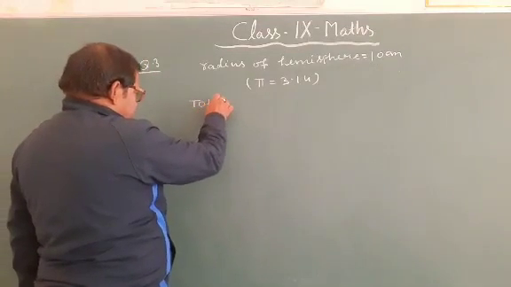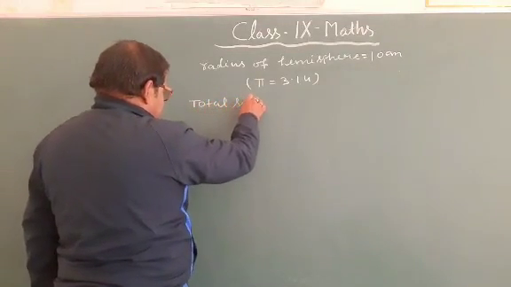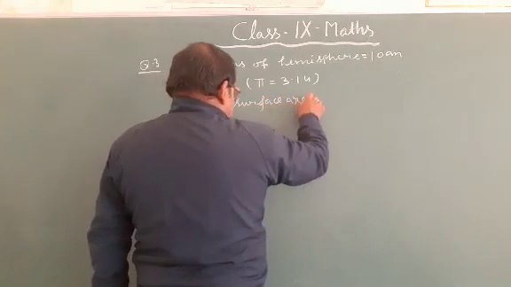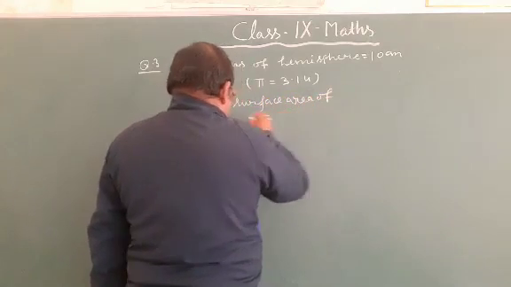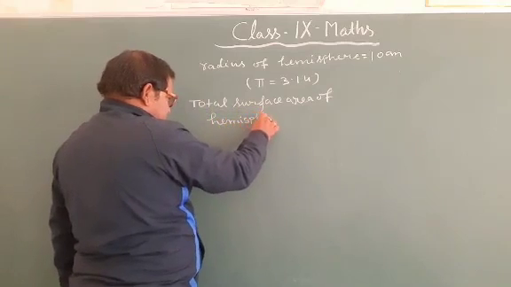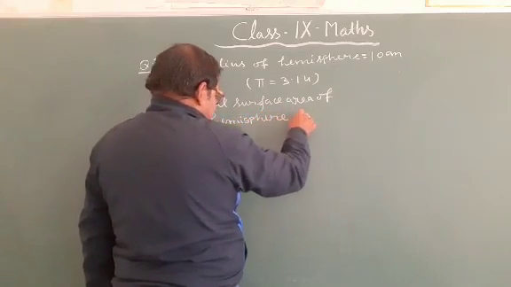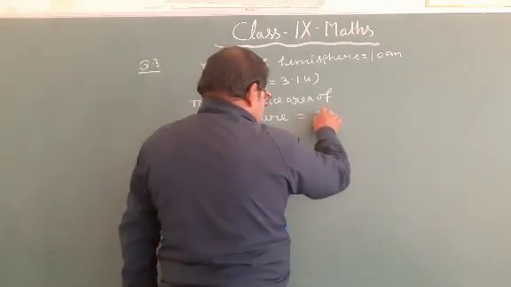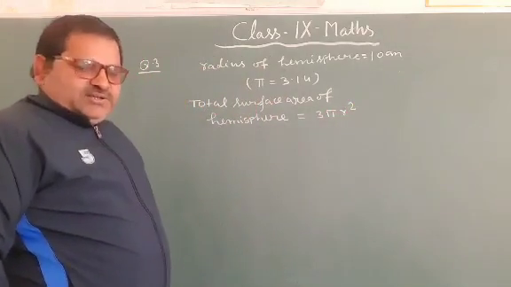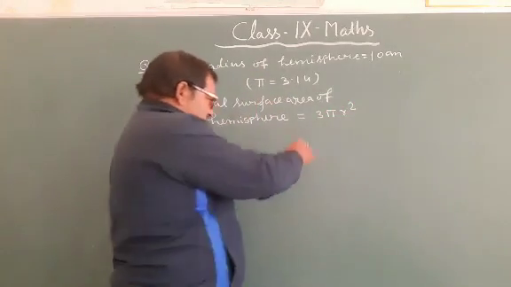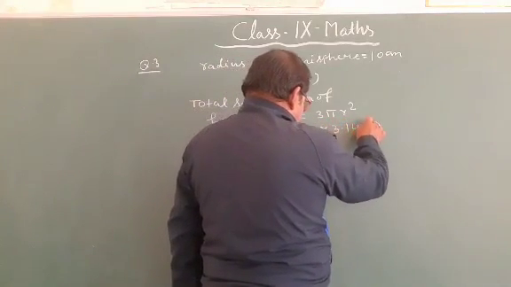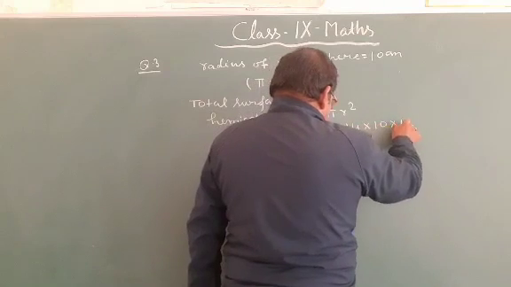Total surface area of hemisphere is equal to 3 pi r square. So 3 into 3.14 into 10 into 10.